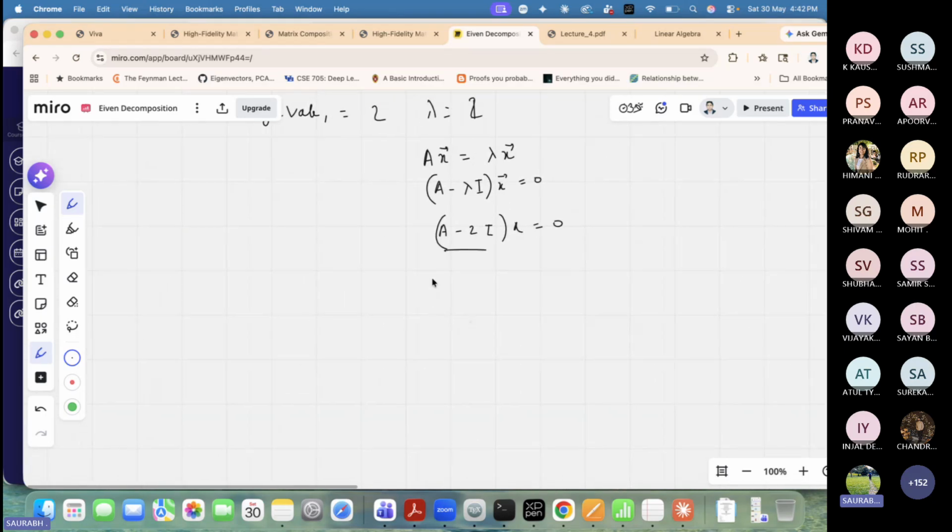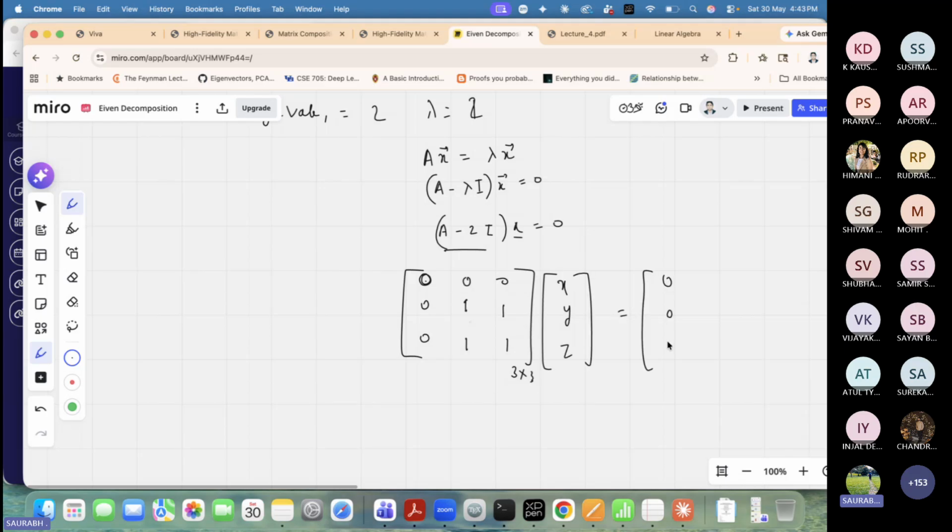A minus 2I would be 0, 0, 0 in the first row, because remember here it was 2 minus lambda, and because lambda itself is 2, 2 minus 2 is 0. Here it would be 3 minus 2, which is 1. This was already 1, and here again 1. So this is what your A minus 2I becomes. Now, because your matrix is 3 by 3, the vector x has 3 components. Just write it as x, y, z equals 0, 0, 0.